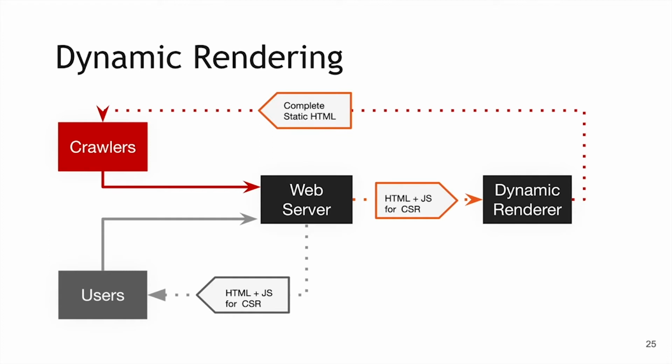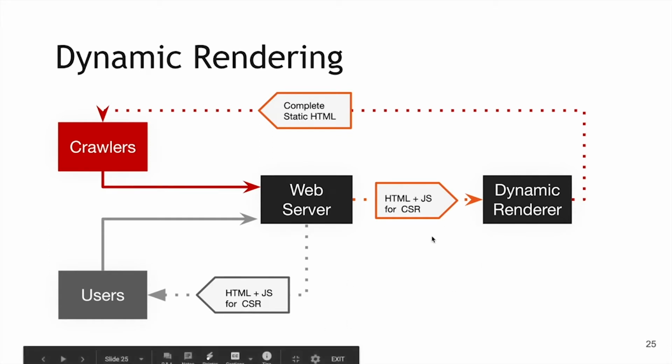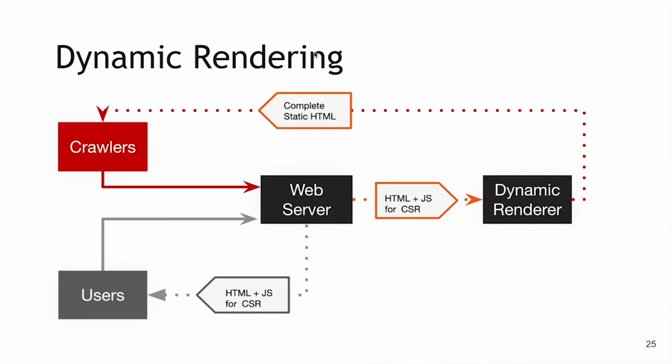So how can we avoid the issues with limitations? Obviously there is a workaround and it's called dynamic rendering. And here we have a bit more complicated graph. What is the idea? That when we have requests coming to the server, they are split into parts.